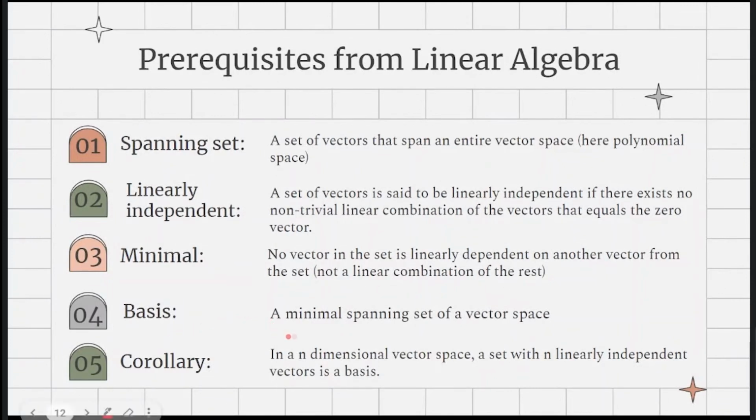A basis is basically just a minimal spanning set of a vector space. The set should be minimal, there must be no dependencies, and it should also span the entire vector space, meaning the linear combination of those vectors must give you every other vector in that vector space. And finally, we'll just be using this corollary. We won't be proving this because of lack of time, but it says that in an n-dimensional vector space, a set with n linearly independent vectors is a basis.